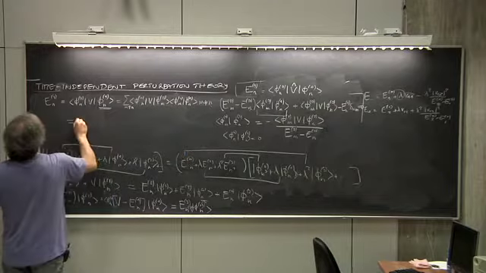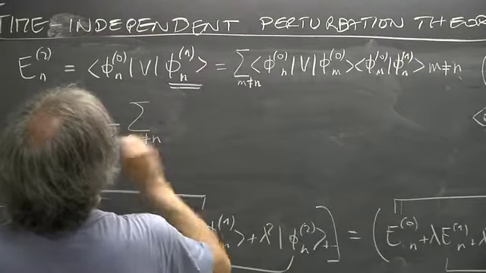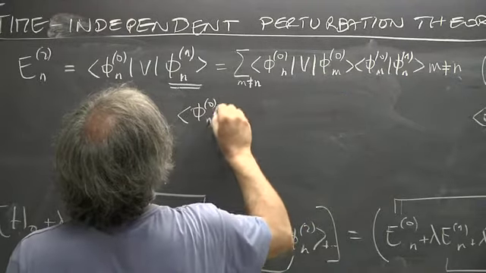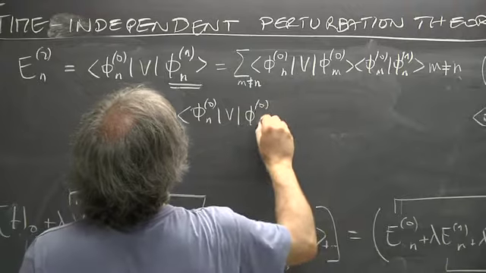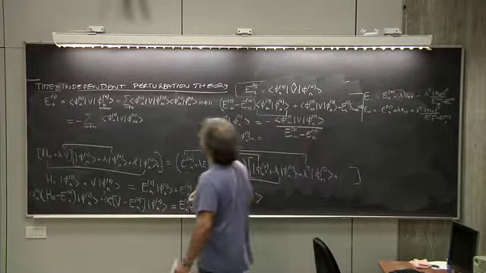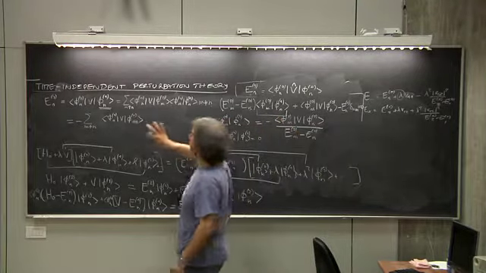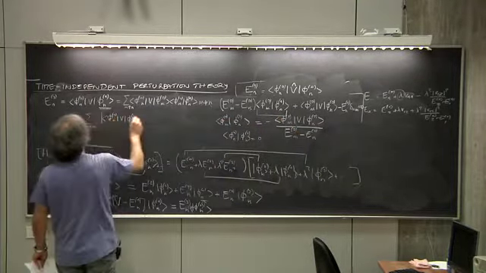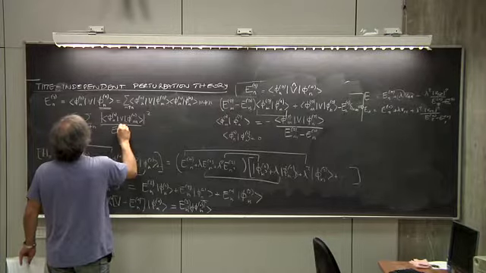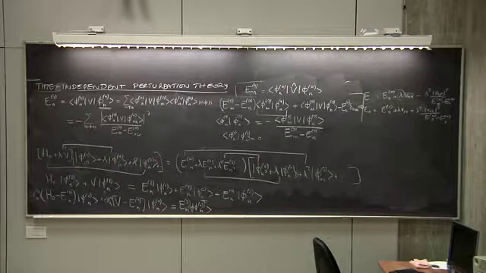So what I get is minus the sum over m different from n. Then I have this element, phi 0n V phi 0m, times this, okay? But you see that this is nothing but the star of that, since m and n are exchanged. So I can write this as the modulus square, and then I have the denominator, which is E0m minus E0n, okay? This is a very important formula.